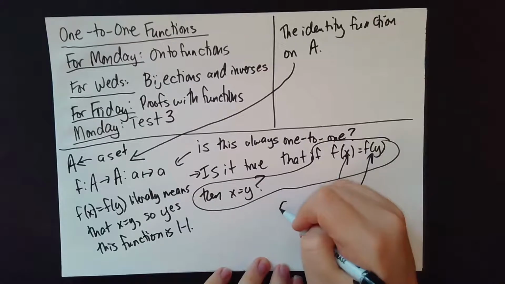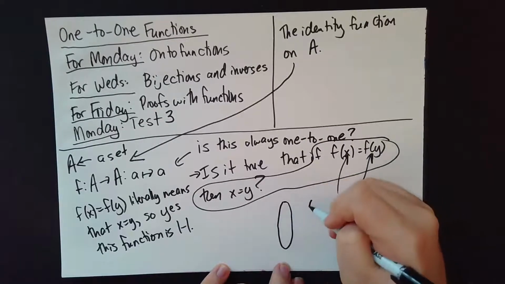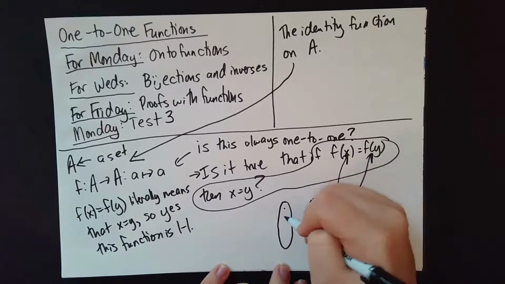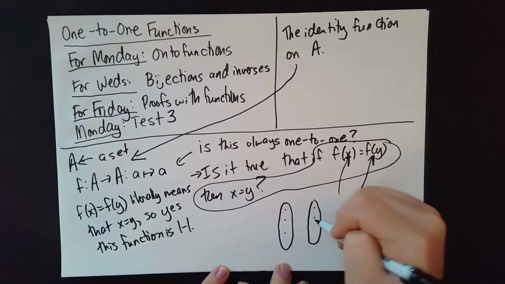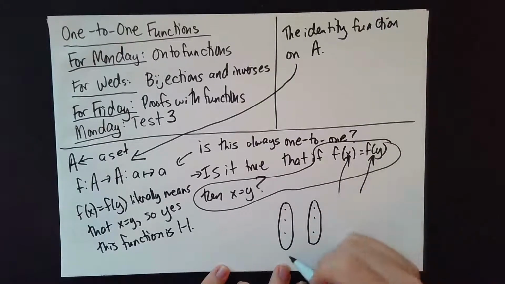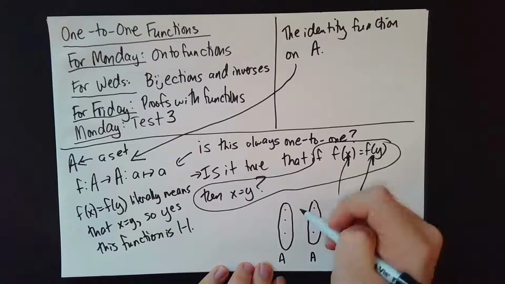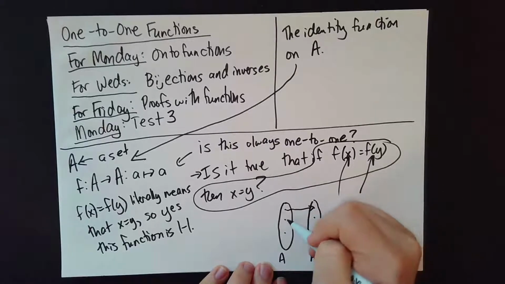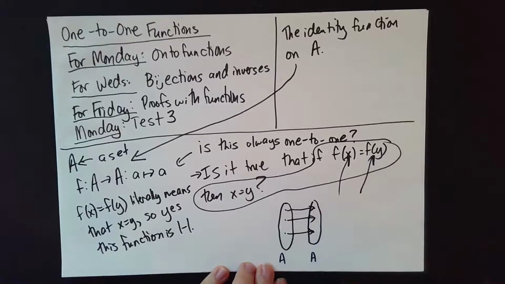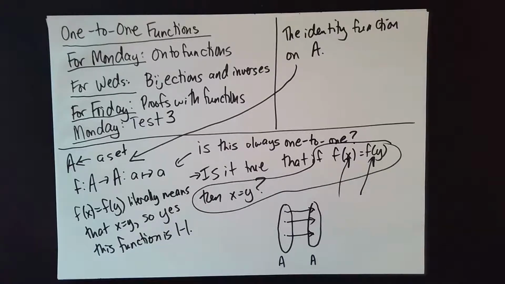And if you want to picture what the identity function would look like in terms of these dot diagrams that I'm fond of, well, all it would do, this would be A, this would be A, and it would just draw lines horizontally across.